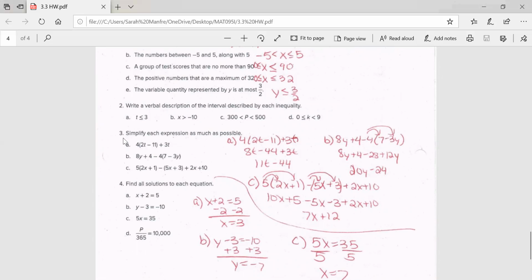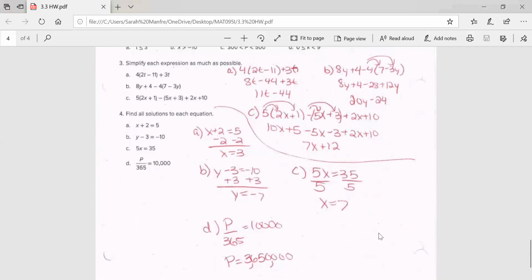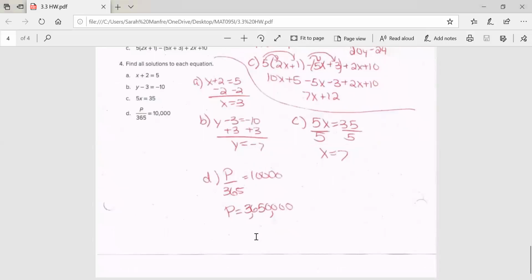And then question 3 is just asking you to simplify, so make sure when you're distributing, like for example in B and C, see how there's a negative in front of the parentheses, make sure you're distributing that negative. I showed all my work over here, check it. If you have any questions, please let me know. And question 4 is asking you to solve each equation. Again, I have all my work shown. Please let me know if you have any questions.